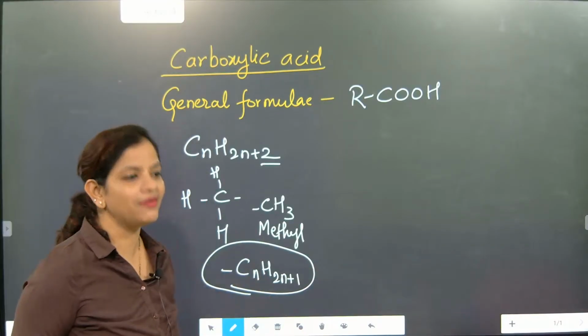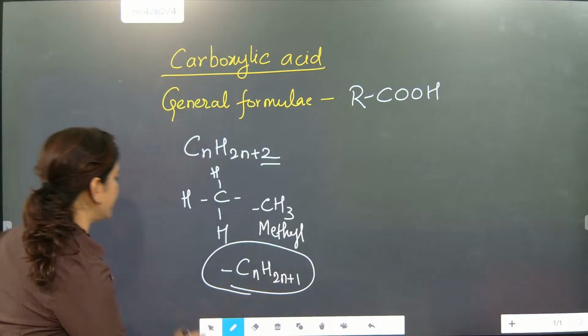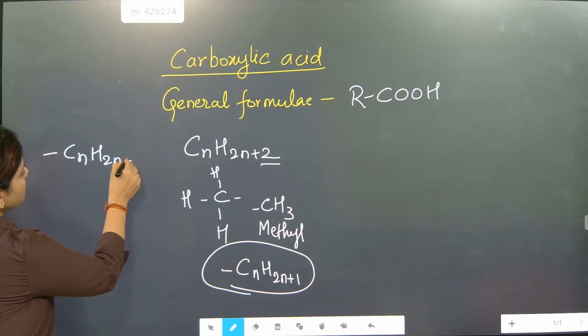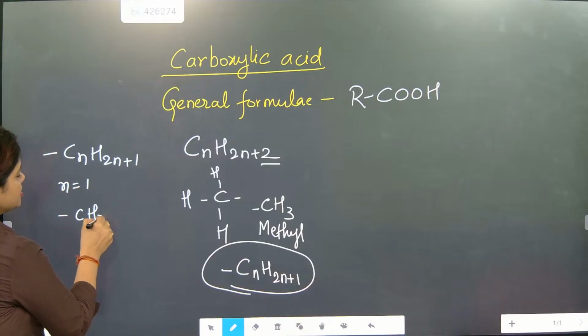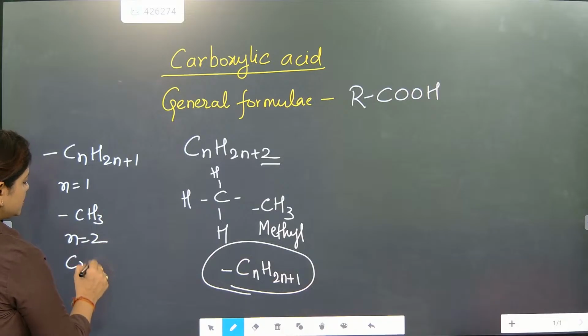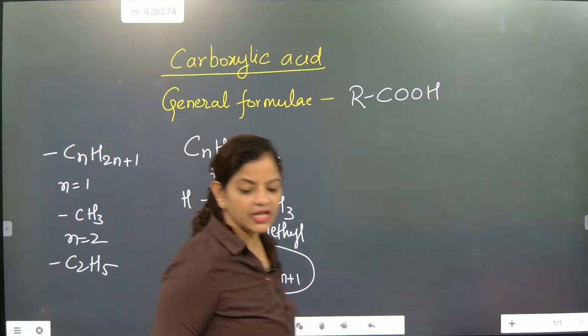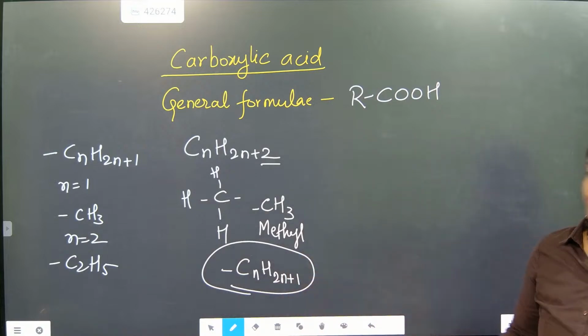When you write n equal to 1, it will become methyl. Your general formula is CnH2n+1. When n is equal to 1, it becomes CH3. When n is equal to 2, it becomes C2H5, with one bond free. So only that is called alkyl. This is the general formula.